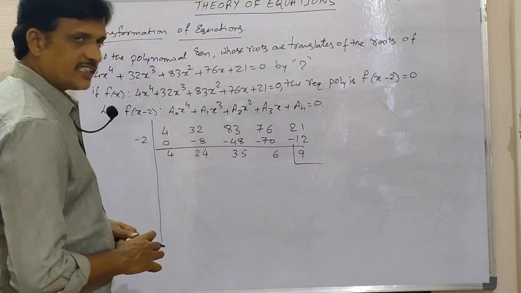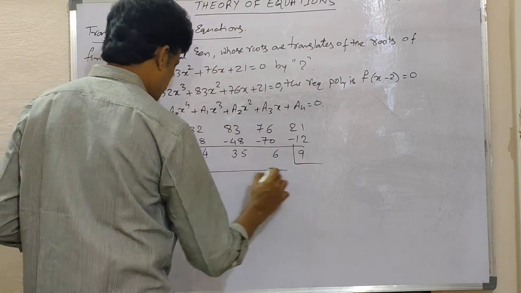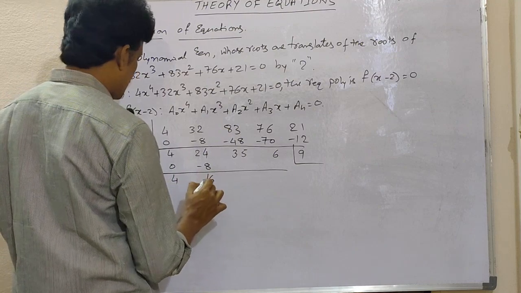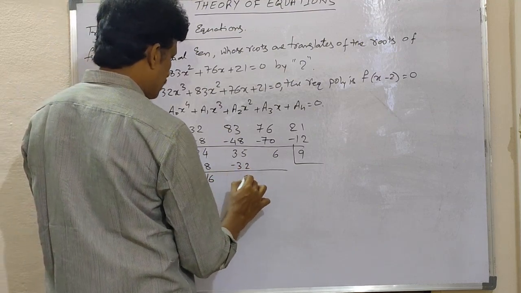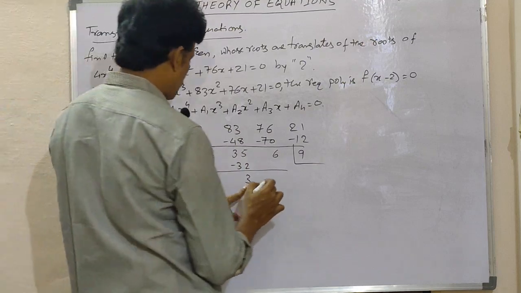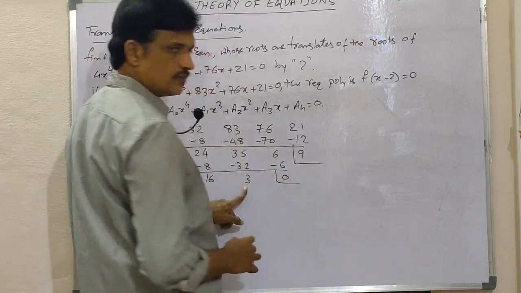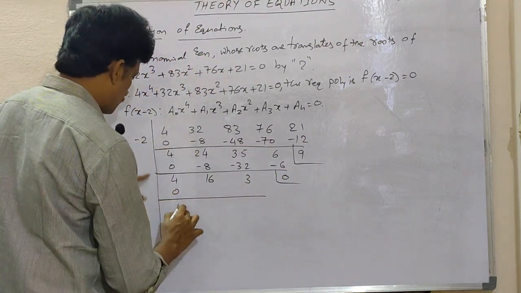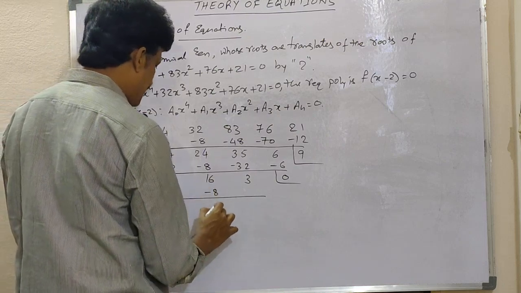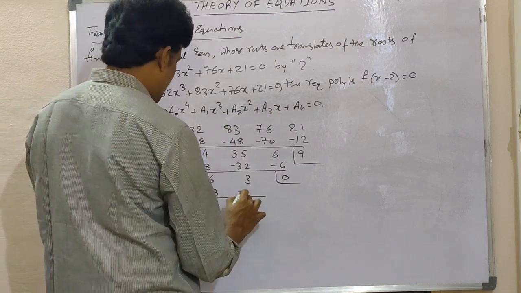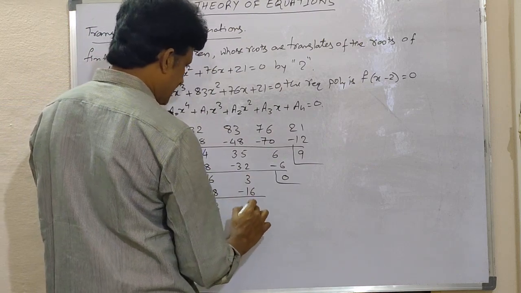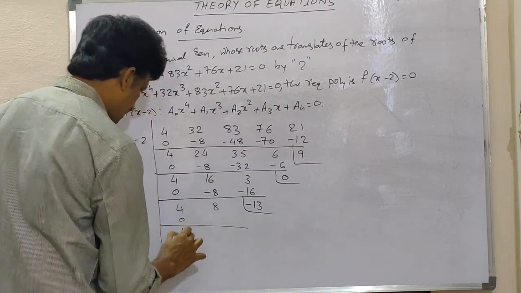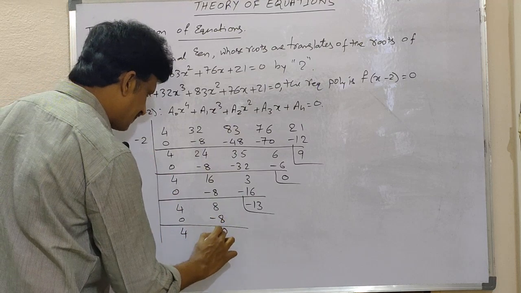Separate the last one. There we are getting the required coefficients. Minus 2 into 4, that is minus 8. So this is 16. Minus 2 into 16 is minus 32. Here we are getting 3. Minus 2 into 3, that is minus 6. So the sum is 0. Leave it. Now this is 0. Minus 2 into 4 will be minus 8. 16 minus 8 is 8. Minus 2 into 8 is minus 16. Minus 16 plus 3 will be minus 13. Minus 2 into 4 is minus 8. Sum is 0.